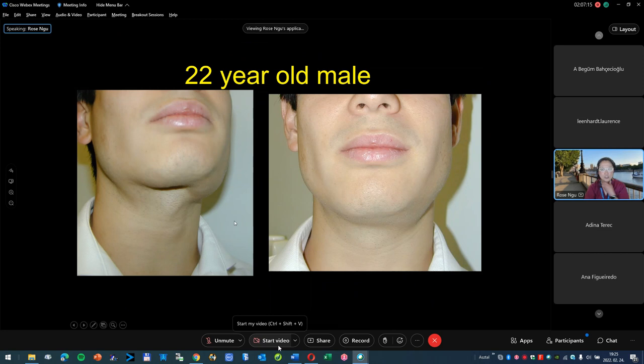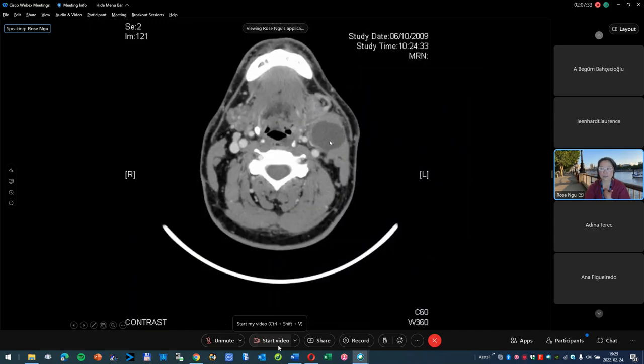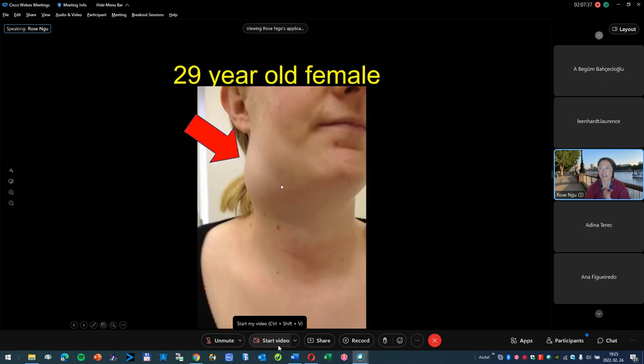So here, this patient presented with a swelling in the left level two. And what do you find? It's a cystic lesion. It has debris, thickened fluid on the inside. It's anterior to the sternocleidomastoid. It's avascular, okay? CT has been taken. It's situated behind the submandibular gland.